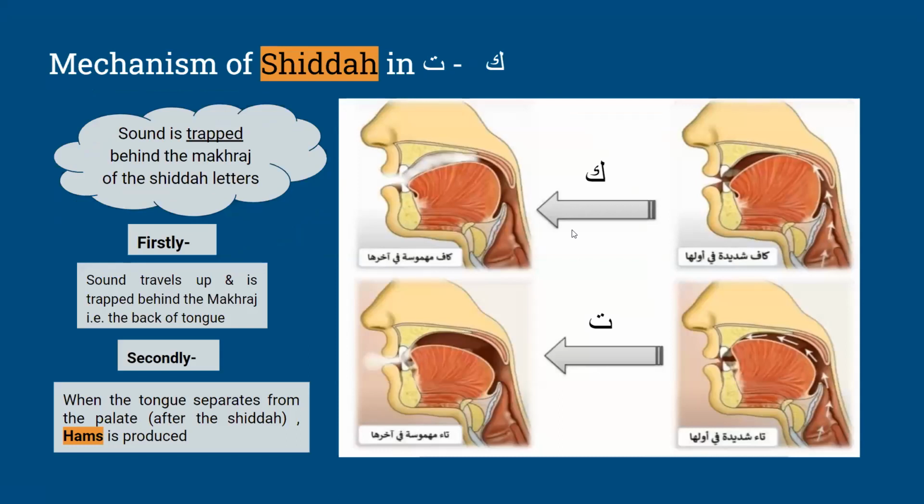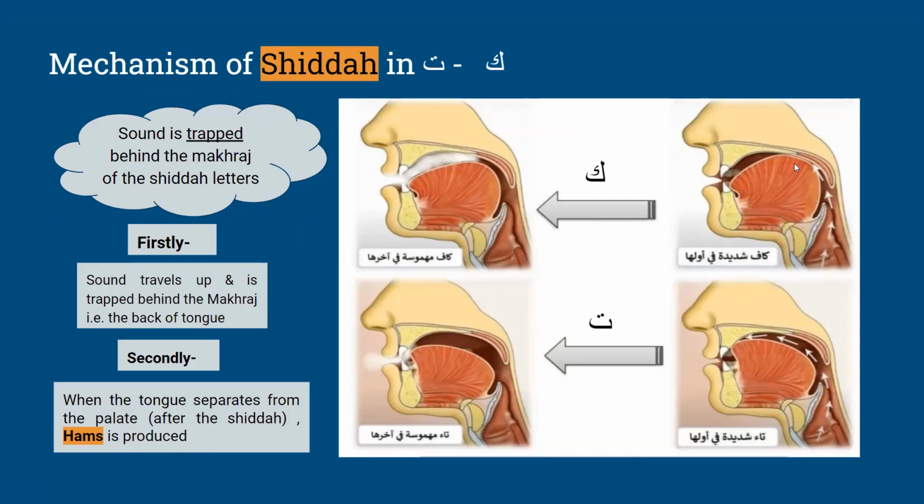For the letters kaf and the ta, kaf and the ta are also letters of shiddah. It has the same mechanism. You will find, for example, let's say the kaf. The makhraj for the kaf is the back of the tongue, touching the hard and the soft palate, as you can see. When the tongue comes in contact with the palate, the sound will be trapped behind the makhraj. Ak, ak, that's an application of the shiddah. Ak, ak, the sound is imprisoned.